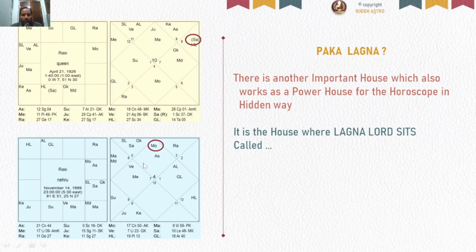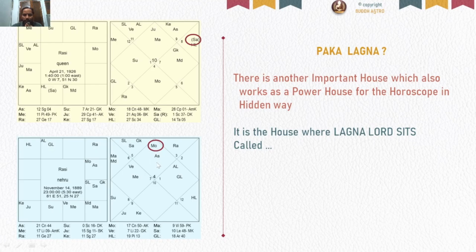Now you see in the Nehru chart, Moon is the Lagna Lord because Lagna has the sign of Cancer, which is ruled by the Moon, and Moon is sitting in the Lagna. So here Lagna and Paka Lagna both become the first house, right? Because the Lagna Lord is sitting in the Lagna. So Paka Lagna and Lagna are the same in this horoscope. Now you see the double power of this house. That's why Nehru has become the most important personality in our Indian history, right?